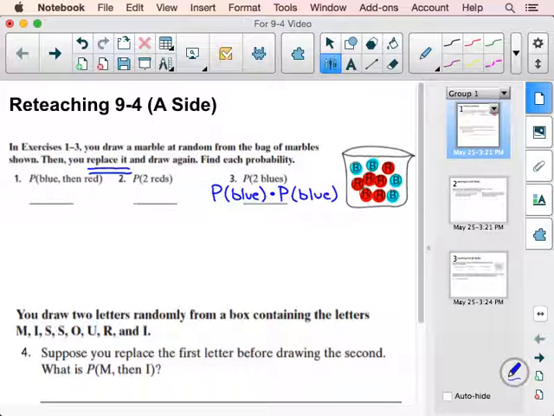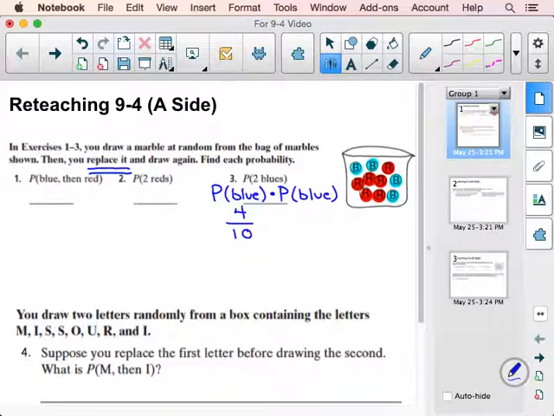The probability of getting a blue on the first pick is going to be the number of favorable outcomes, which is the number of blues. So that would be 4. And then we put that over the total number of possible outcomes. So that's the number of marbles in the entire bag, which would be 10. So that's our probability of blue on our first pick.